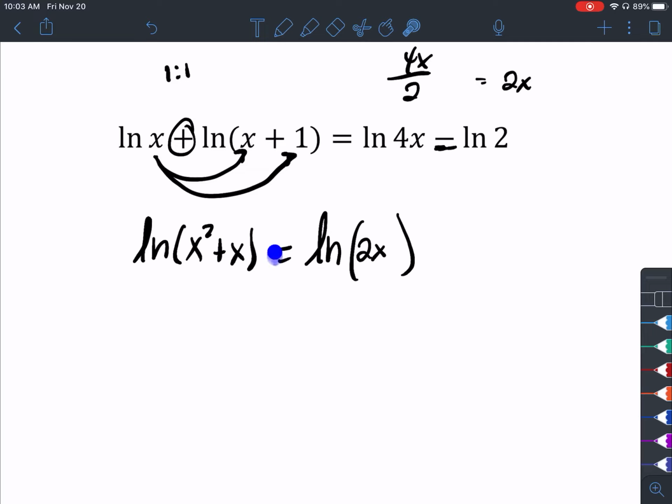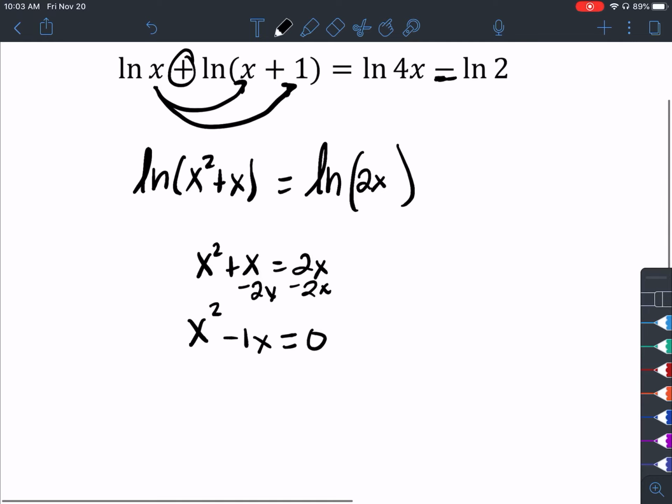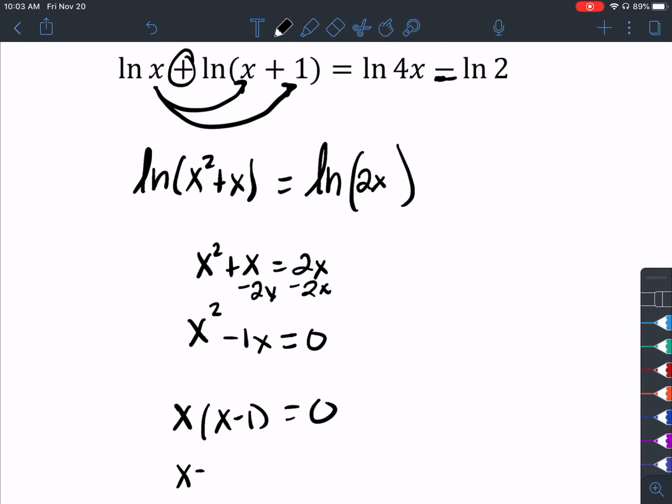Now I have one logarithm set equal to one logarithm. So we have x squared plus x equals 2x. Once again, this is a quadratic, so I'm going to bring everything over. So x squared, and subtract that 2x, minus x equals 0. So it's x times x minus 1 equals 0, so x equals 0 or x equals 1.